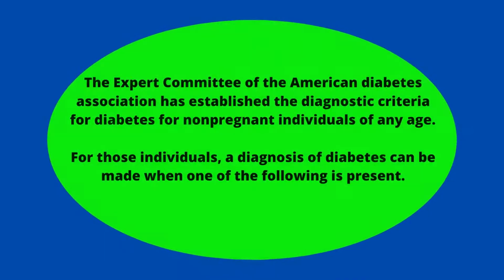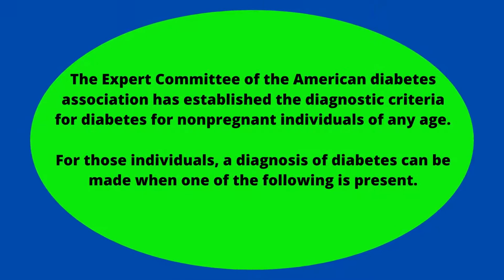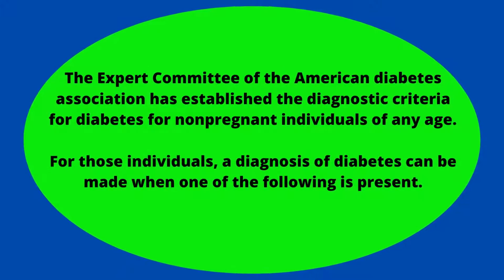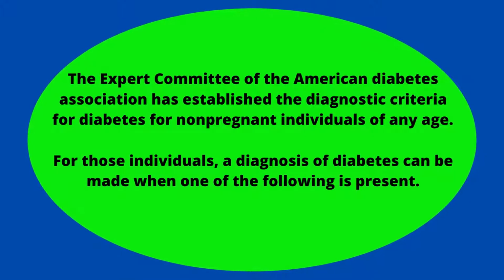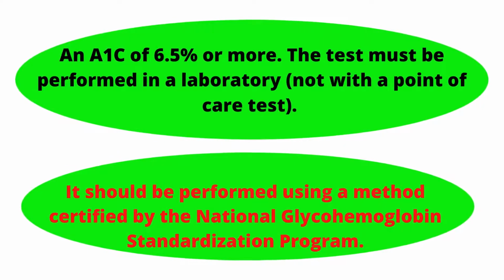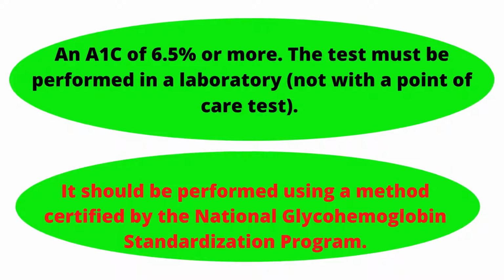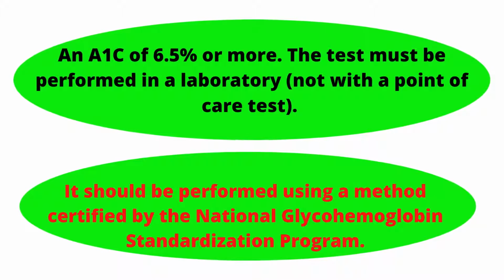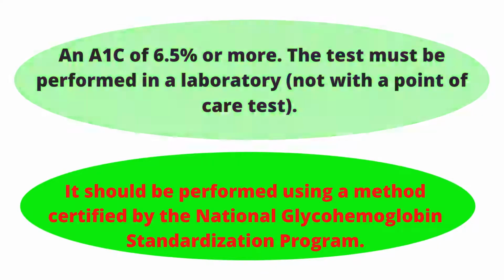The Expert Committee of the American Diabetes Association has established the diagnostic criteria for diabetes for non-pregnant individuals of any age. For those individuals, a diagnosis of diabetes can be made when one of the following is present. Criteria number 1 is an A1C of 6.5% or more. The test must be performed in a laboratory, not with a point-of-care test. It should be performed using a method certified by the National Glycohemoglobin Standardization Program.